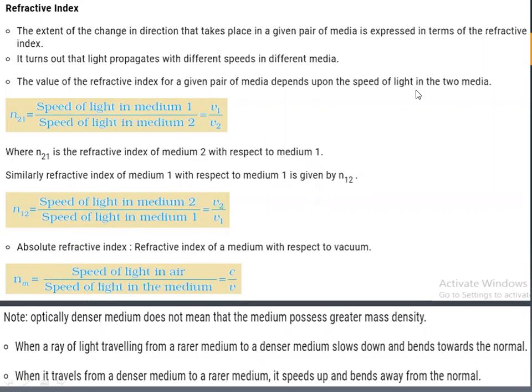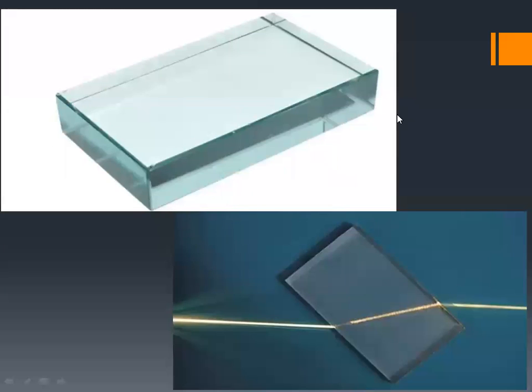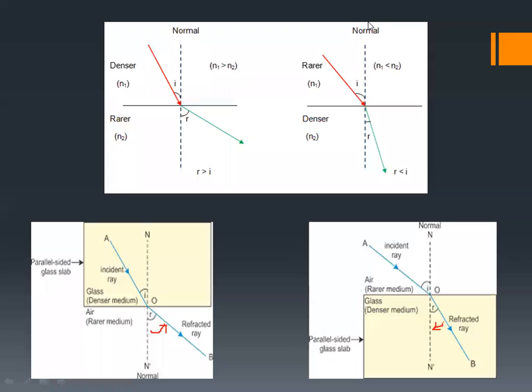Next, we saw the rectangular glass slab and how light passes through it when it enters from a rarer medium to a denser medium and from a denser medium to a rarer medium. When it enters from a denser medium to a rarer medium, it moves away from the normal. From a rarer medium to a denser medium, it moves towards the normal.